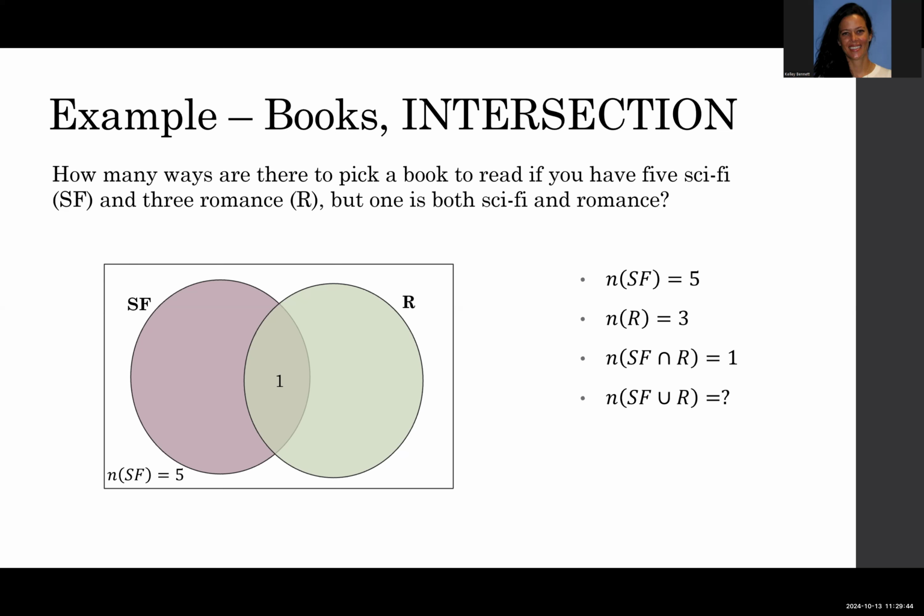I also know that the cardinality of my science fiction set is 5 and that the cardinality of my romance set is 3. So again, science fiction is those 2 pieces. It's science fiction by itself plus the piece that overlaps with romance. So my total is 5. The question is something plus 1 equals 5. What is that something? Well, it has to be 4. 4 plus 1 gives you 5.